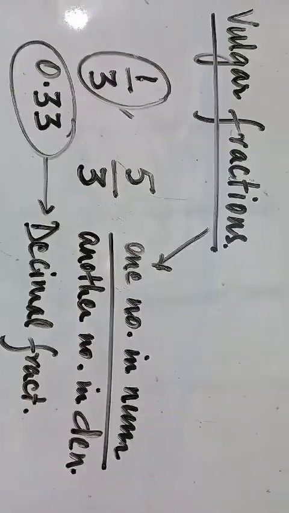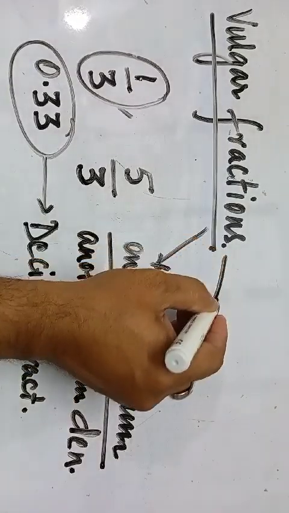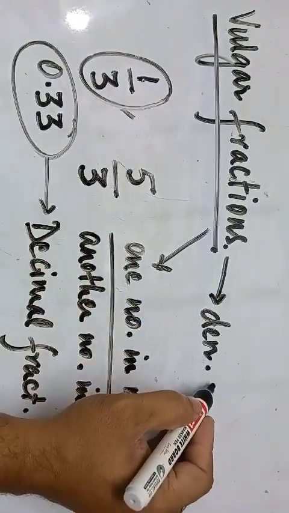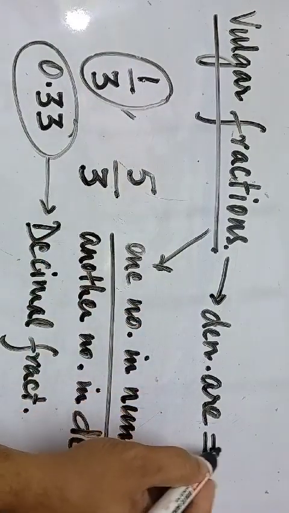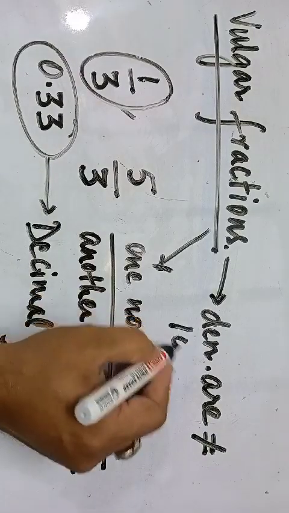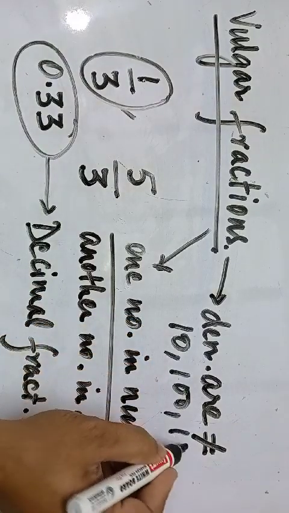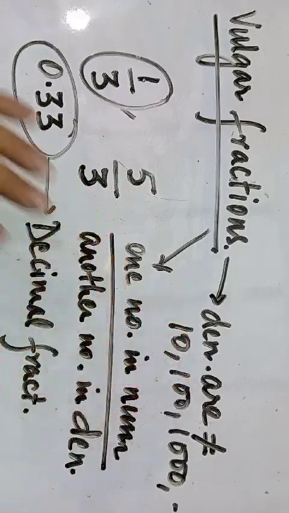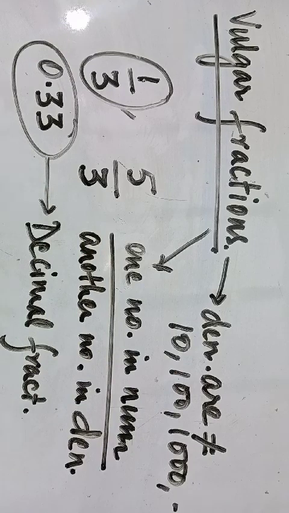Just keep in mind that in vulgar fractions, usually the denominators are not 10, 100, 1000 and so on. The only exclusive identification of a vulgar fraction would be that their denominators are usually not 10, 100, 1000 or multiples of 10. They can be any other number apart from that.